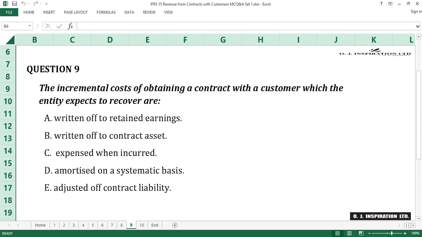Question number 9. The incremental cost of obtaining a contract with a customer which the entity expects to recover are A. Written off to retained earnings. B. Written off contract assets. C. Expensed when incurred. D. Amortized on a systematic basis. E. Adjusted off contract liability. Time counts.